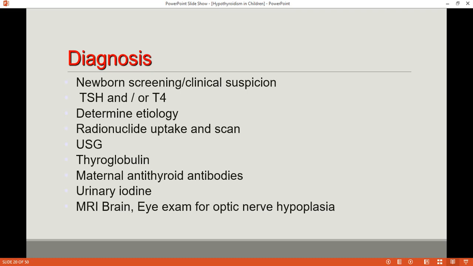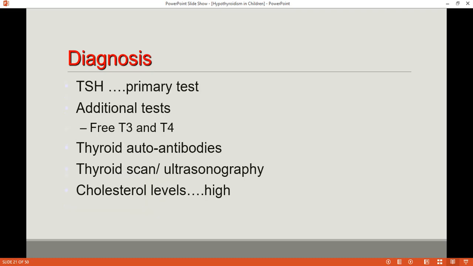Then thyroglobulin should be done to determine thyroglobulin deficiency, and maternal anti-thyroid antibodies should be done if there is any history of hypothyroidism in mothers. Sometimes we need to do urine iodine, and sometimes MRI brain and eye examination for optic nerve hypoplasia associated with hypothyroidism is needed, but not usually.